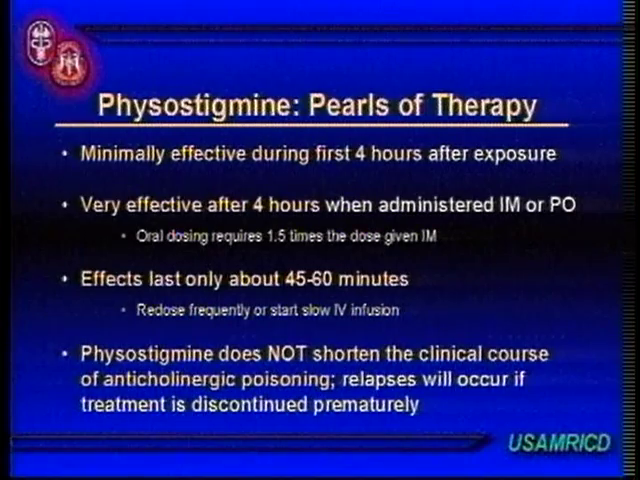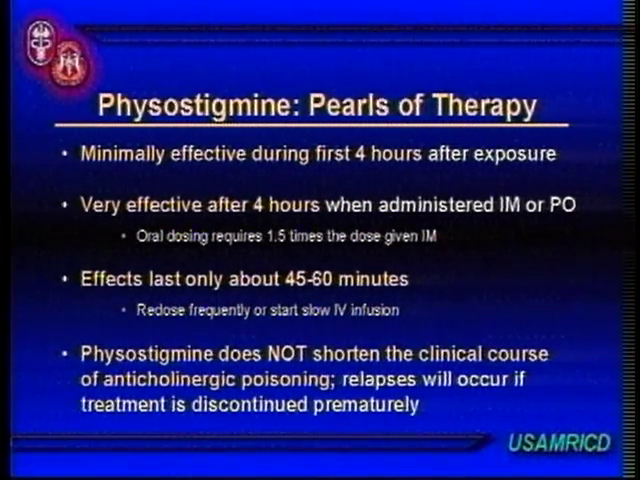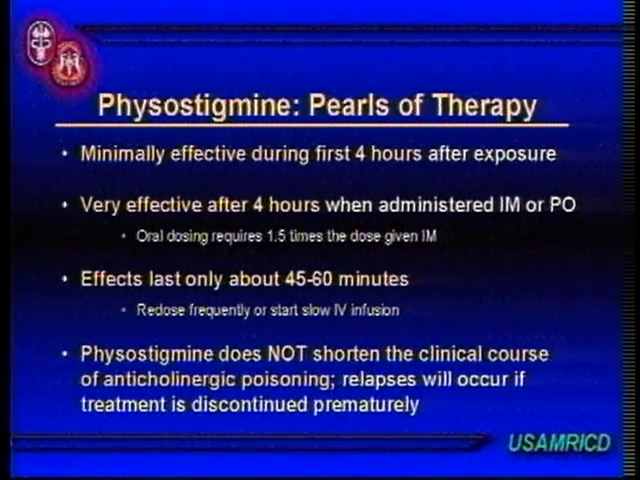And, you know, it's minimally effective during the first 4 hours, that's a characteristic. If you had somebody and you knew that he was hit 2 hours ago, you can give physostigmine and typically there will be no response. But beginning at about 4 hours after onset, physostigmine is very good.